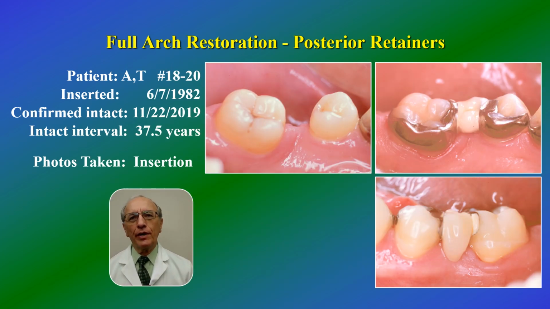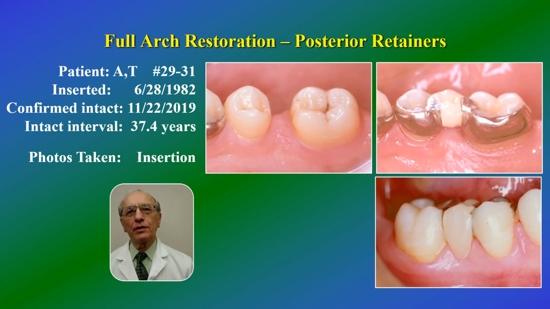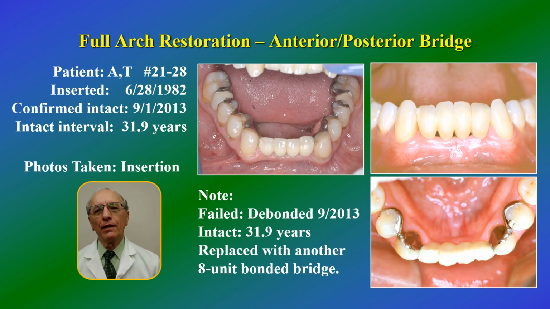These next 2 or 3 restorations illustrate a full mouth restoration with etched metal procedures. Left posterior bridge is still intact at 37.5 years. Second right bridge of prior patient also intact for 37.5 years. Same patient with an anterior posterior 8-unit bridge intact for 32 years. The bridge debonded and was replaced with a new etched metal bridge. Note that the 4-tooth segment was supported by etched metal retainers for over 30 years.